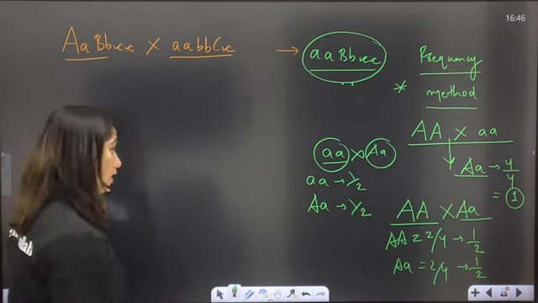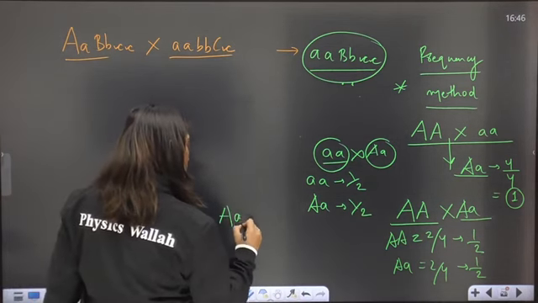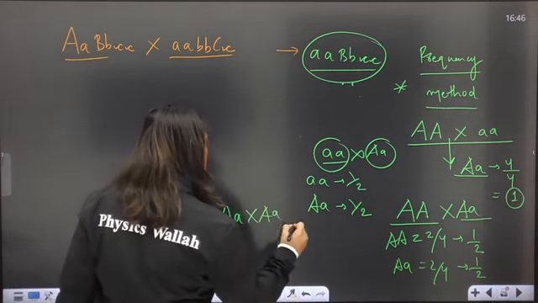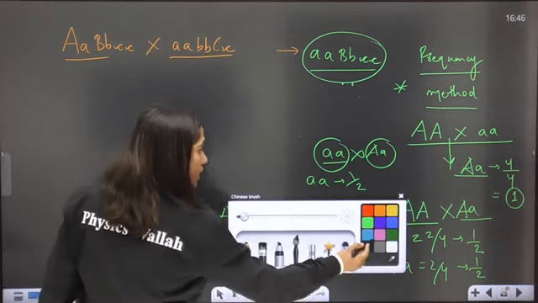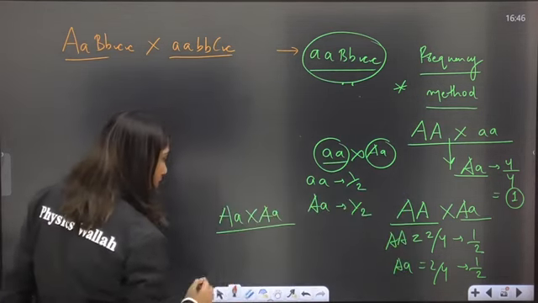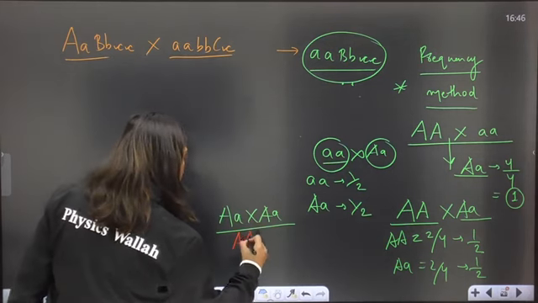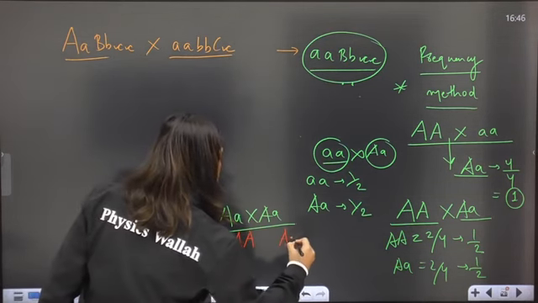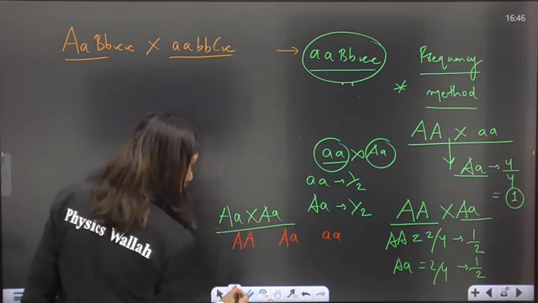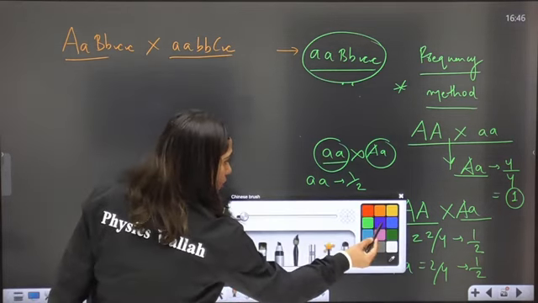But if both of them are heterozygous, then obviously how many conditions will we have? We will have 3 conditions: capital A, capital A, capital A, small a, and small a, small a. And what would be the probabilities of these?